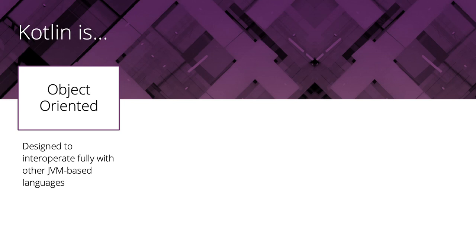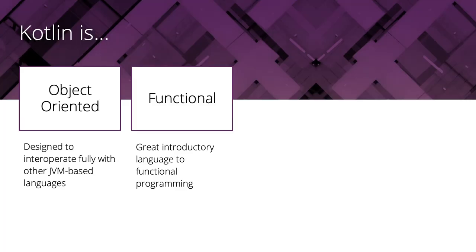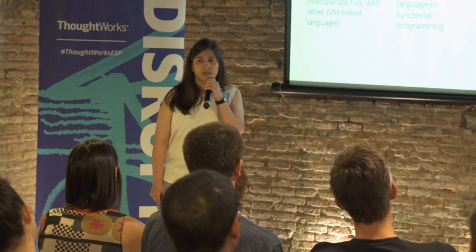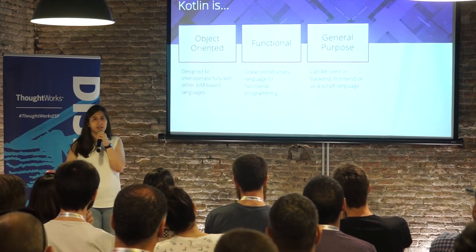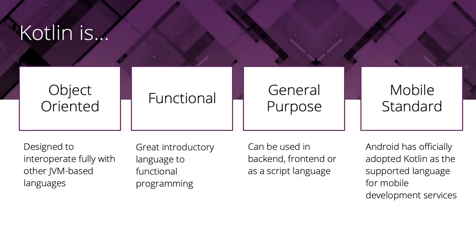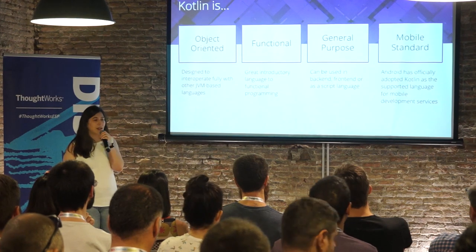What is Kotlin? Kotlin is an object-oriented language. It's designed to collaborate with Java and other JVM languages, but it's also a functional programming language, and it's a really good introductory language to functional programming. It's also general purpose. It can be used in the backend, in the frontend, and also for scripting. One important thing is that it's now a mobile standard: Android has officially adopted it as the supported language for development.